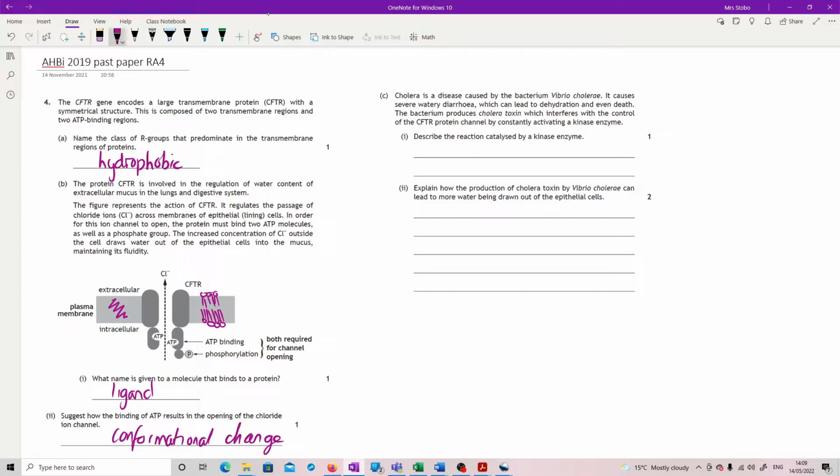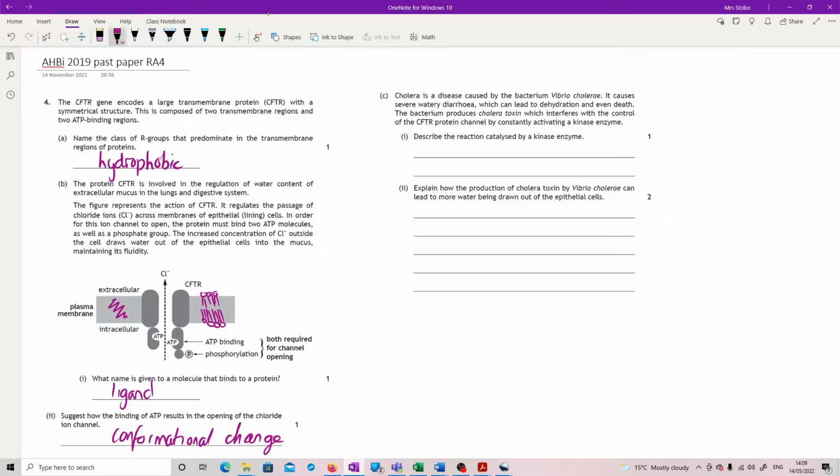Okay, cholera is a disease caused by the bacterium Vibrio cholerae. It causes severe watery diarrhea. It's just lovely that you're reading this when you're in an exam, which can lead to dehydration and even death. The bacterium produces cholera toxin, which interferes with the control of the CFTR protein channel by constantly activating a kinase. Describe the reaction catalyzed by a kinase enzyme.